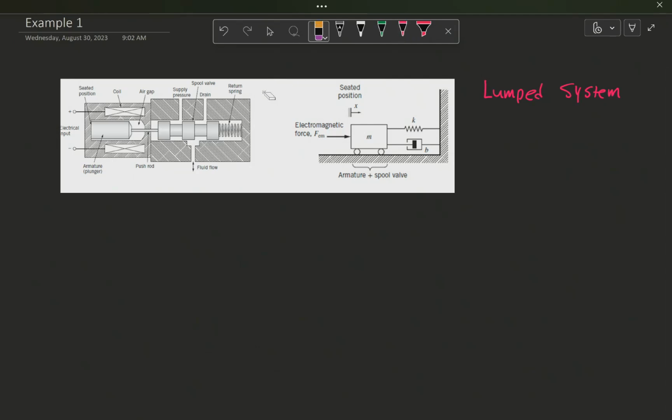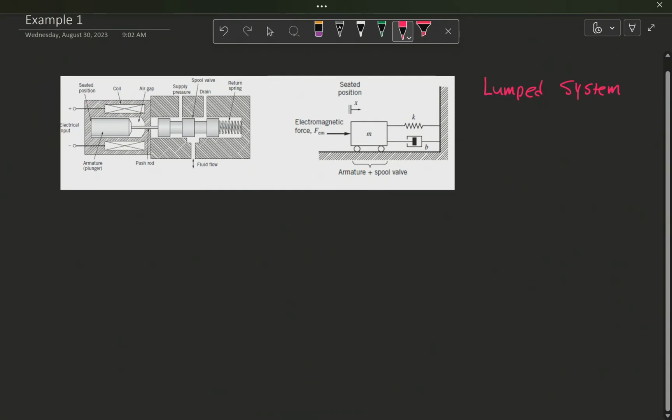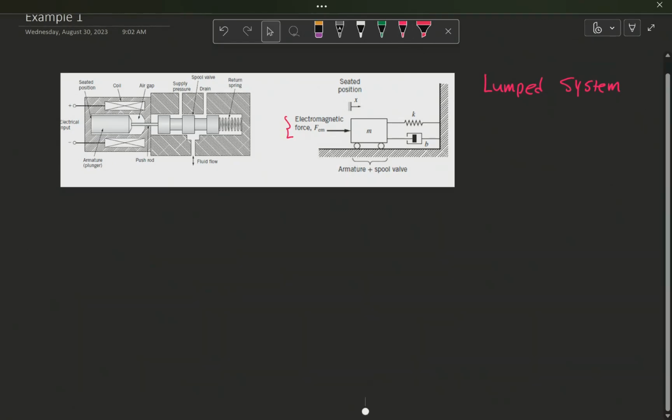What I have here is the plunger, the push rod, and the spool, which are rigidly attached to each other, which means I can probably lump the effect of all of these into one mass element, and I call it my inertia element, M. Also, to make this system nicer to handle, instead of working with the electrical input and coil and all of this electrical stuff, I can remove them and look at the effect of that electromagnetic field, which is basically an electromagnetic force, and include it as an external force on the body of the mass M.